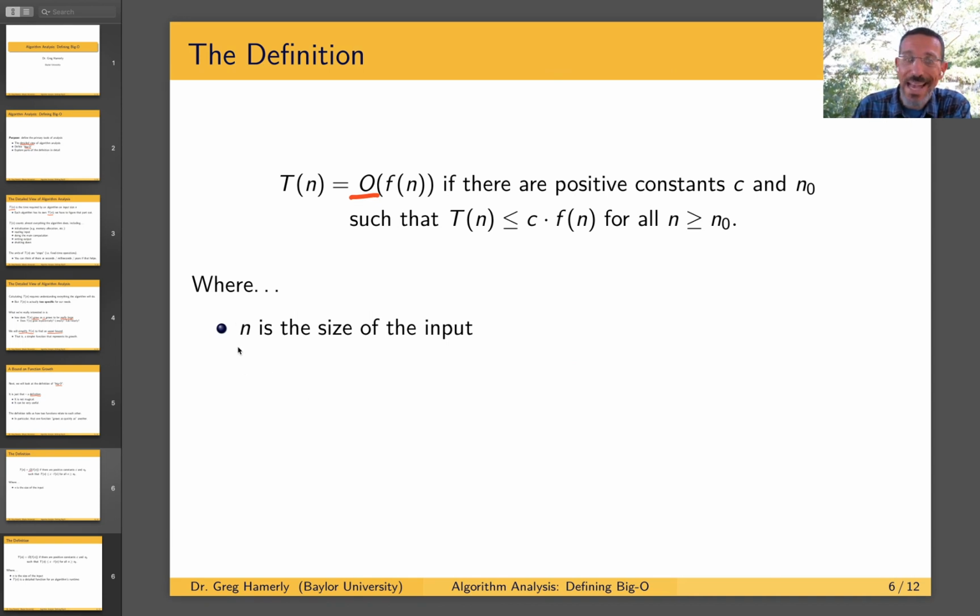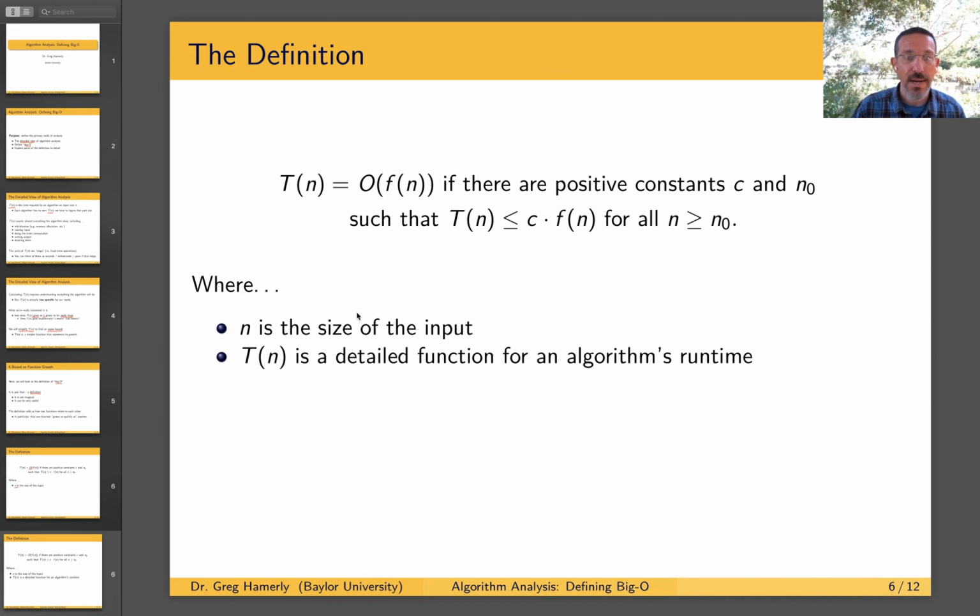Here, as we know, n is the size of the input. It's the number of elements in the input or the size of the input. And as we know, T of n is a detailed function for the runtime of the algorithm, the number of steps it takes. And what we're seeking to do is find an f of n that is growing at least as quickly.